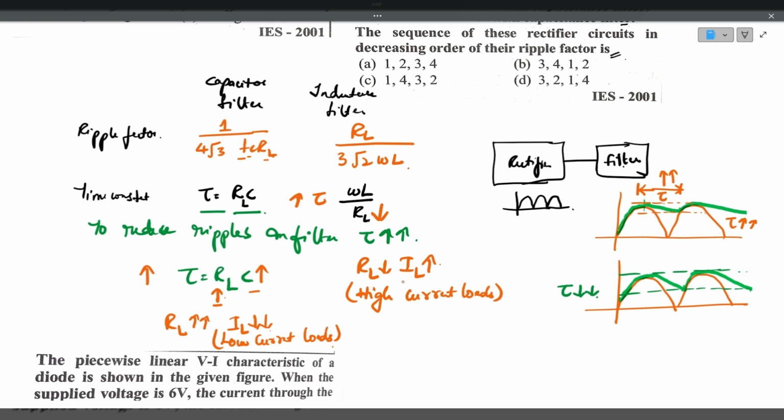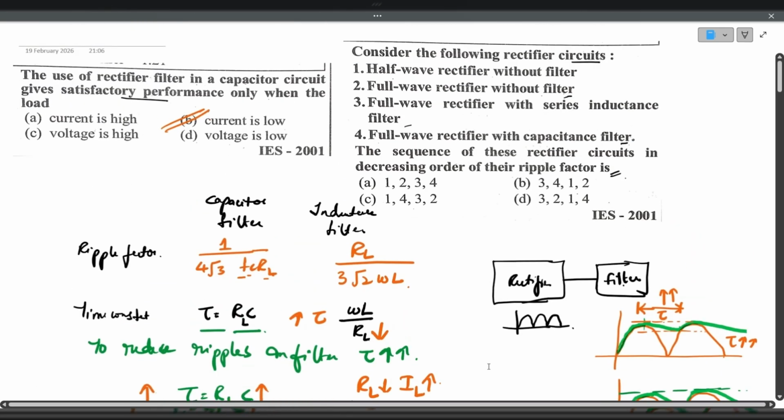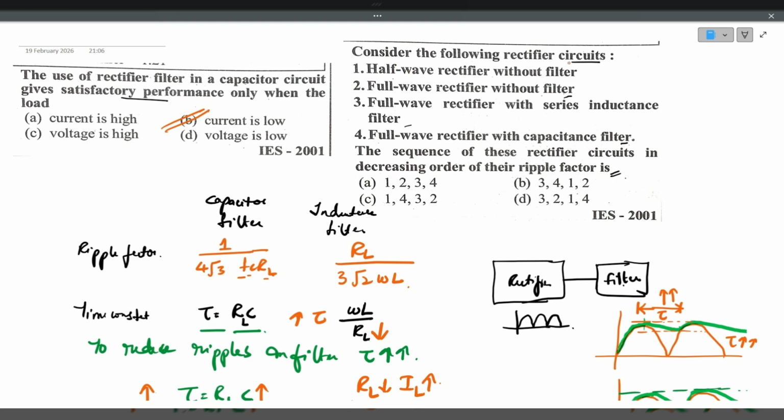Okay, this is for understanding. Now we'll see the ripple factor. The ripple factor for the following question. Second question: if you see the half wave rectifier without filter, it has a ripple factor of 1.21, whereas for a full wave rectifier it is 0.48.